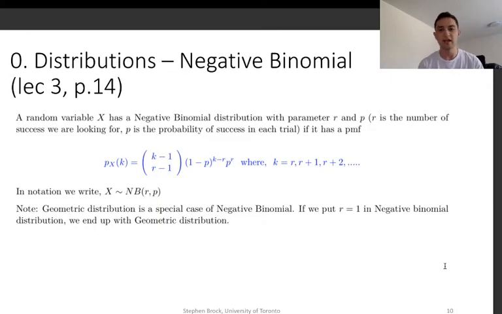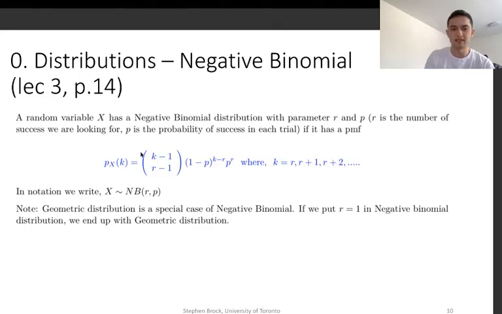Alright, now the negative binomial distribution. A random variable x has a negative binomial distribution with parameters r and p. R is the number of successes we are looking for, and p is the probability of success in each trial. If it has the probability mass function, because we're working with a discrete random variable, p sub x of k is equal to k minus 1 choose r minus 1, times 1 minus p to the power of k minus r, times p to the power of r, where k is equal to r all the way up to infinity.